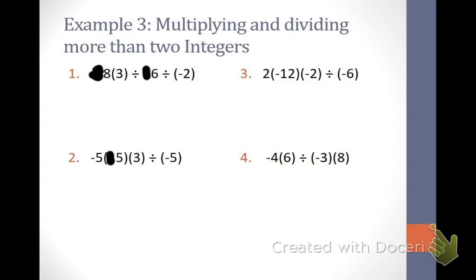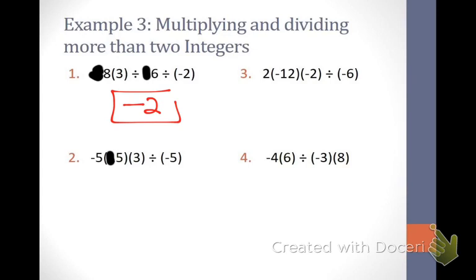All right, so on number 1, 8 times 3 is what? 24. 24 divided by 6? 4. 4 divided by -2. 2? Well, it's going to be 2, but it's going to be -2. Why? Because there's 1 negative sign in the expression. So we still multiply and divide left to right, and then at the end, we try to determine the sign of our answer. All right, go ahead and try number 2.